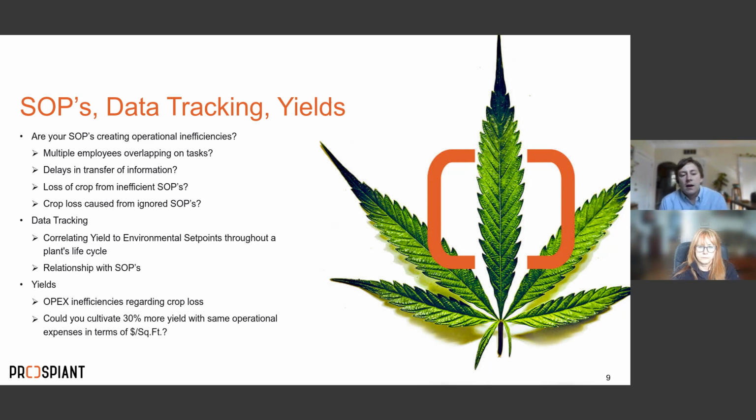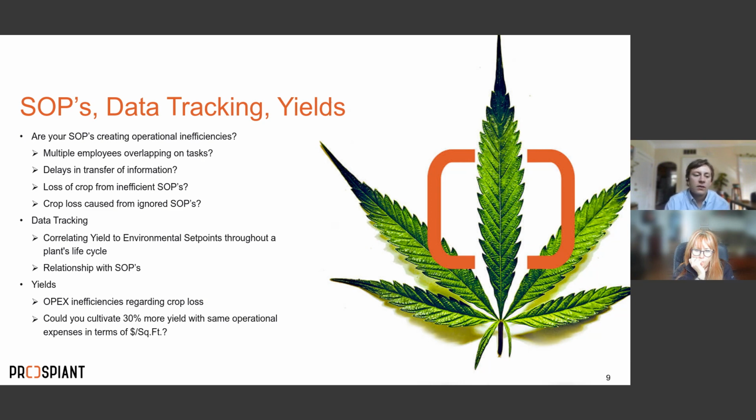And then getting to data tracking here. A lot of facilities are starting to turn to this with more of a keen eye, and it's really just, are you correlating your yield to environmental set points throughout a plant's lifecycle? Are you able to replicate your yields? If you were able to get 98 grams a square foot in December, are you able to get 98 grams a square foot in the middle of July? And if you're not, do you understand why? Do you have the data to support why your yield dropped from 98 grams a square foot down to 84 grams a square foot? Having this data tracking is really going to help with replicating yields.